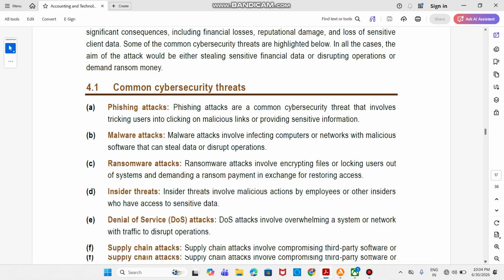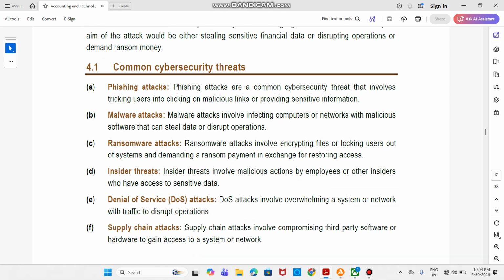What are the various common cybersecurity threats? They are phishing attacks, malware attacks, ransomware attacks, insider threats, DoS attacks and supply chain attacks. So you might be asked MCQs as well as possible descriptive questions. Phishing is a common cyber security threat that involves tricking users into clicking on malicious links or providing sensitive information. Malware attacks involve infecting computers or networks with malicious software that can steal data or disrupt operations.